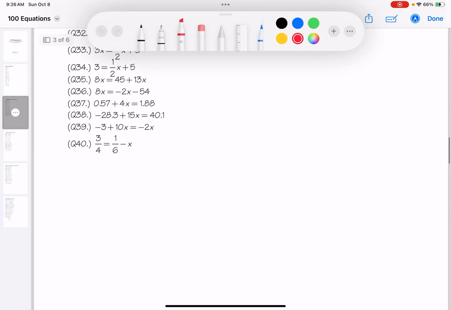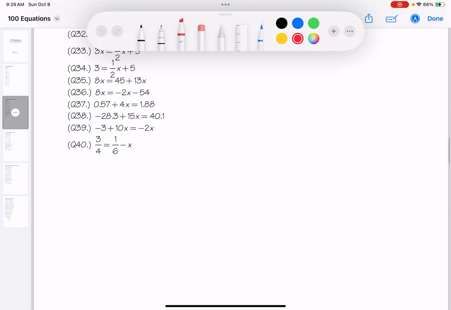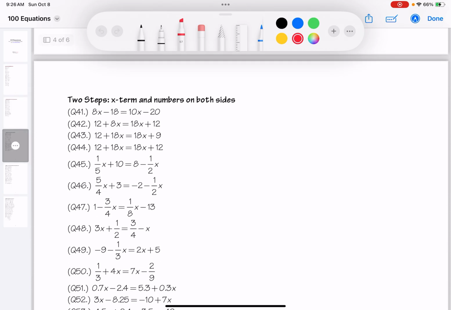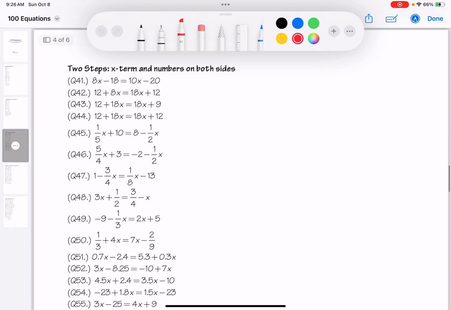Okay, we just finished question number 40, at least I believe we did. Yeah, I think we did 40. And now we're going to go into this section over here where it says two steps, x term and numbers on both sides. All right, so let's take a look. And the first question I'm seeing over here, 41, I'm going to do on the whiteboard.